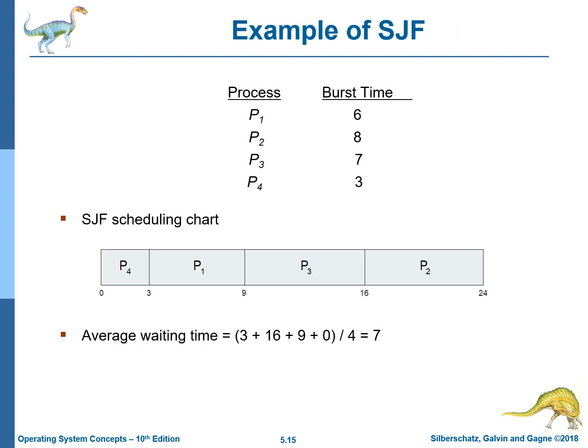This is an example of shortest job first. For process 1, the burst time is 6. For process 2, the burst time is 8. For process 3, the burst time is 7. And for process 4, the burst time is 3. And this is the shortest job first scheduling chart. The average waiting time that we can see here is 7.